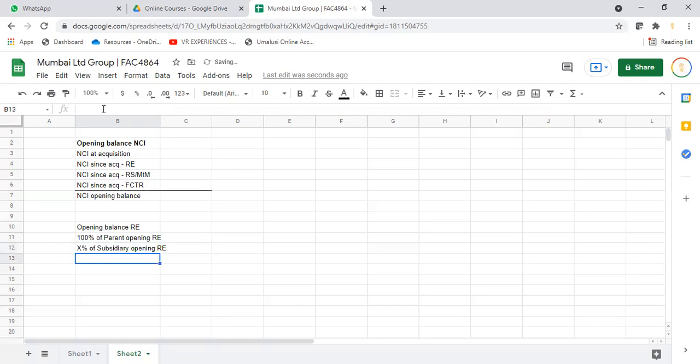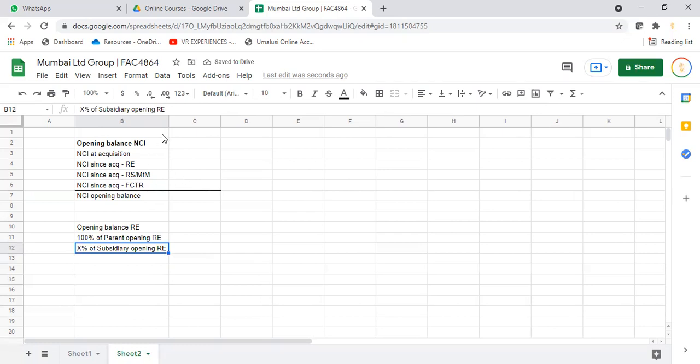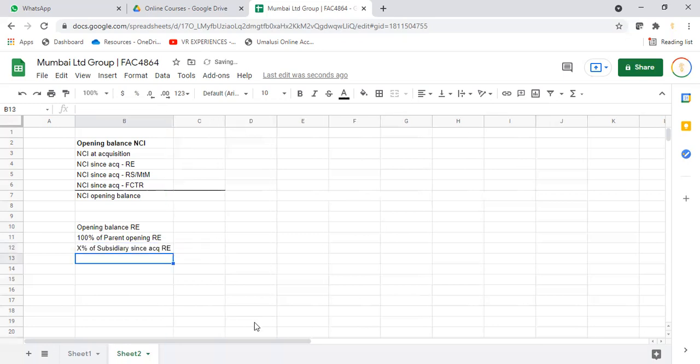So I have X percentage of the subsidiary's opening retained earnings. Once again, and this is very important, I don't want to say opening. I need to say since acquisition. Since acquisition retained earnings. So our percentage of the subsidiary's since acquisition retained earnings. Now this number and that number will come from the same calculation.